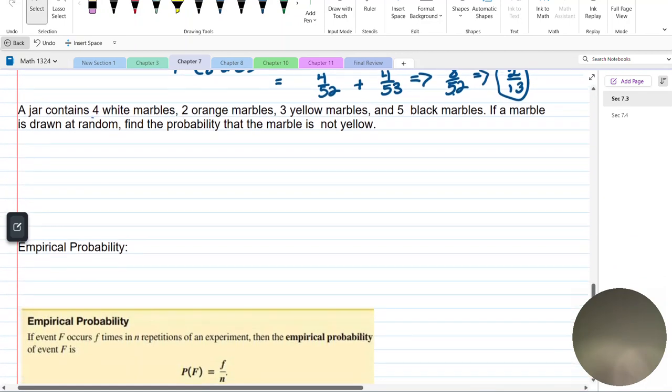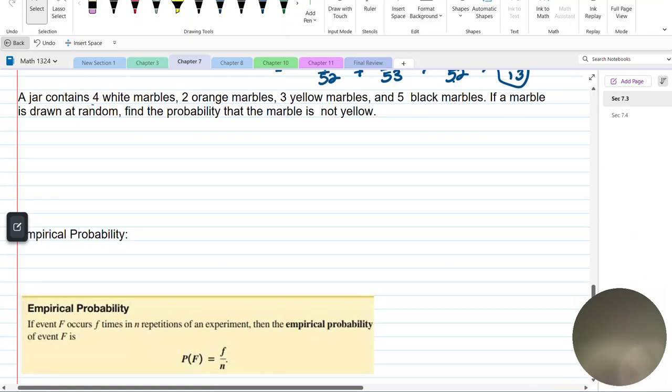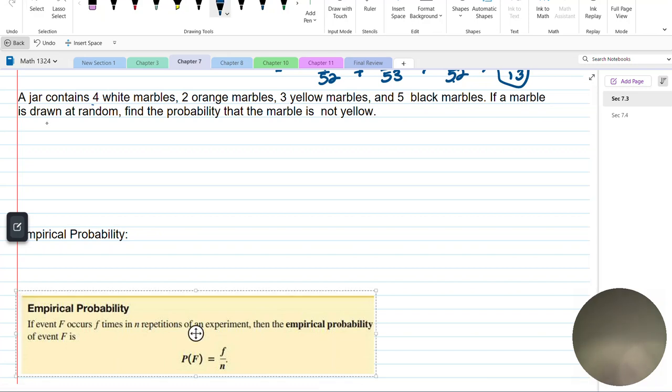Here's another problem, and we're still talking theoreticals. A jar contains 4 white, 2 orange, and 3 yellow marbles, and 5 black.